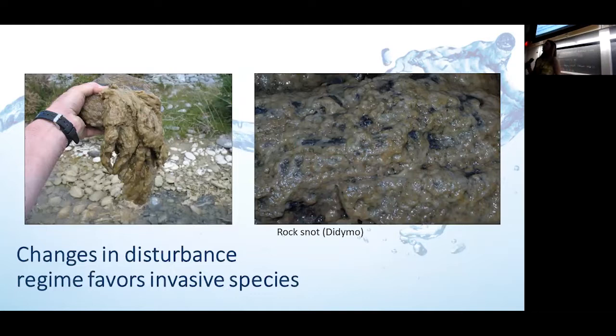So ice scouring, the breakup of ice and then the subsequent scouring of the bottoms of riverbeds, is thought to help remove some of the rock snot. However, as ice coverage is reduced and this ice scouring is occurring less and less, the thought is that this is allowing rock snot to benefit, and as soon as spring comes, it's already there, it hasn't been removed, and it's growing much more vigorously, and it's expanding its abundance and extent.